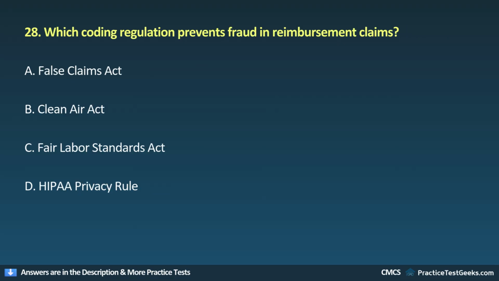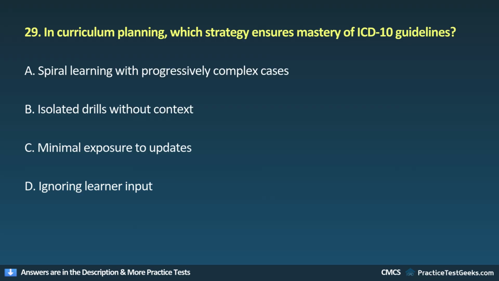28. Which coding regulation prevents fraud in reimbursement claims? A. False Claims Act. B. Clean Air Act. C. Fair Labor Standards Act. D. HIPAA Privacy Rule.